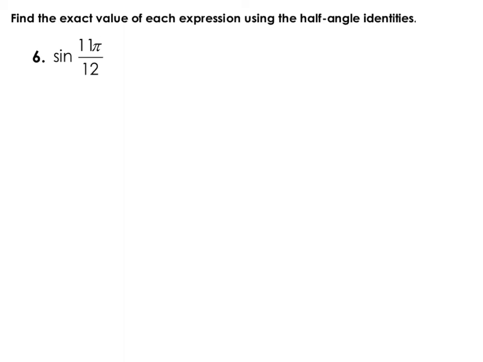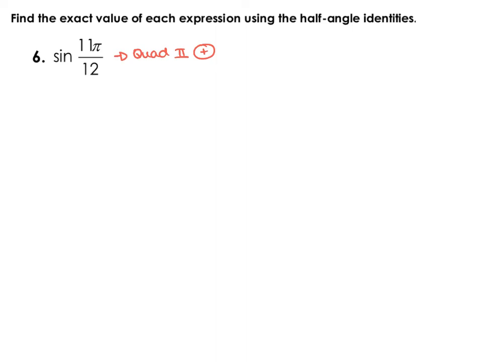All right, number 6. So again, step 1, we always want to think about what quadrant our final answer is going to be in, and therefore what the sign is going to be, S-I-G-N, of our final answer. So 11 pi over 12 is in quadrant 2. Since we're dealing with sine, that means we're going to have a positive final answer. Okay, so now 11 pi over 12 is not one that we work with on the unit circle, but we can turn it into one that is.